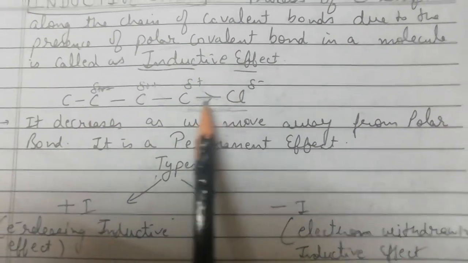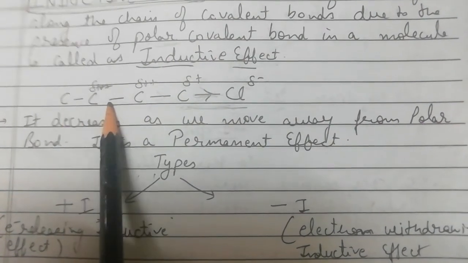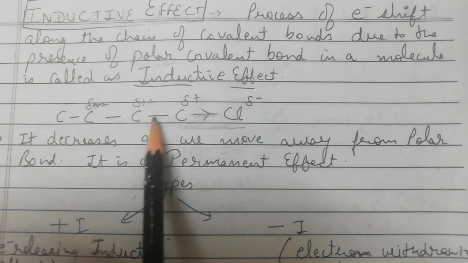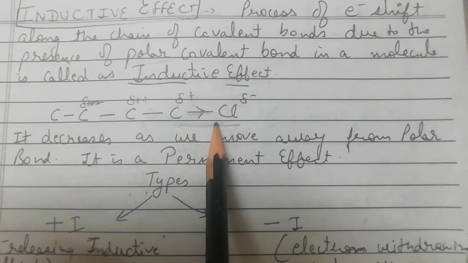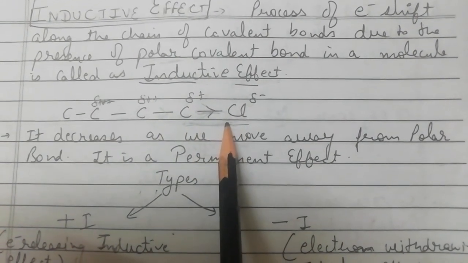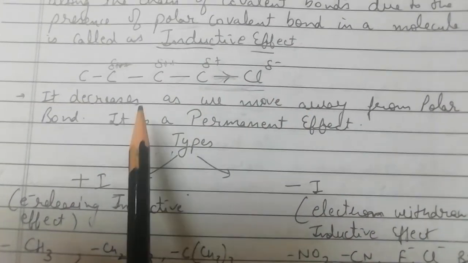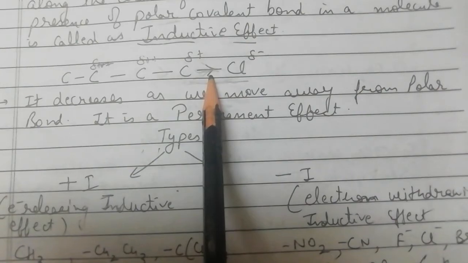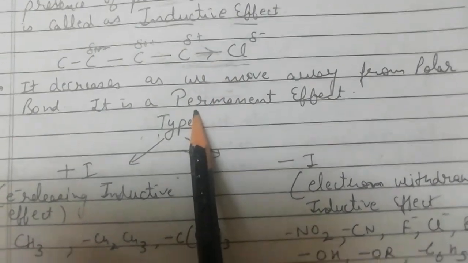So due to the presence of this polar covalent bond, the electrons of these non-polar covalent bonds get shifted. This effect is called inductive effect. And we can see that it decreases as we move away from this polar bond. Also, this is a permanent effect.